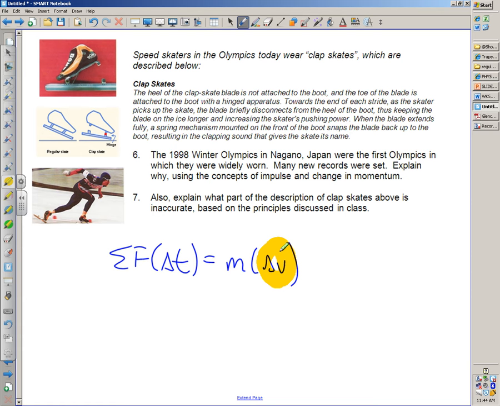If your name is Klaus or Jan or some other guy in Norway, that's probably your dream. The Netherlands as well. I guess the Netherlands are big speed skating guys. So. Canada too.